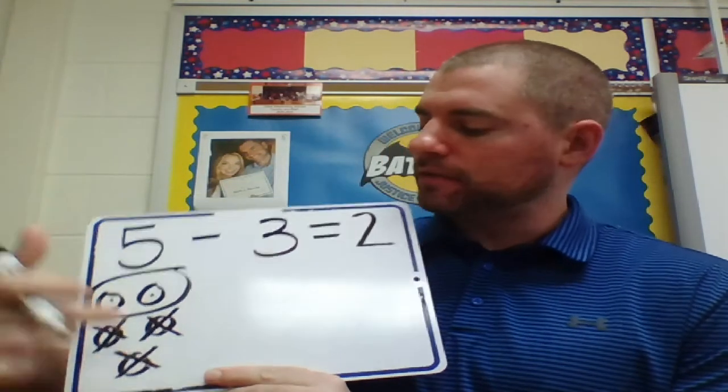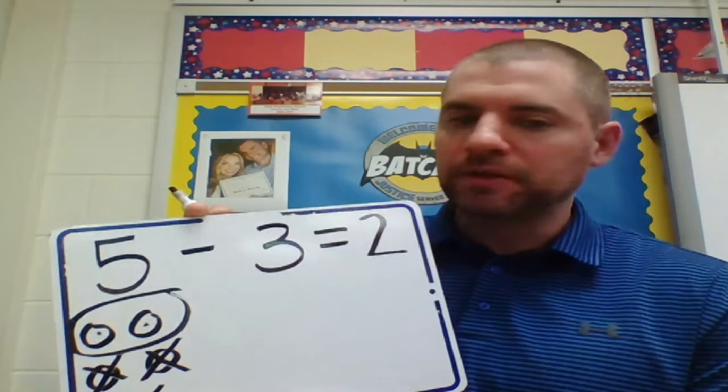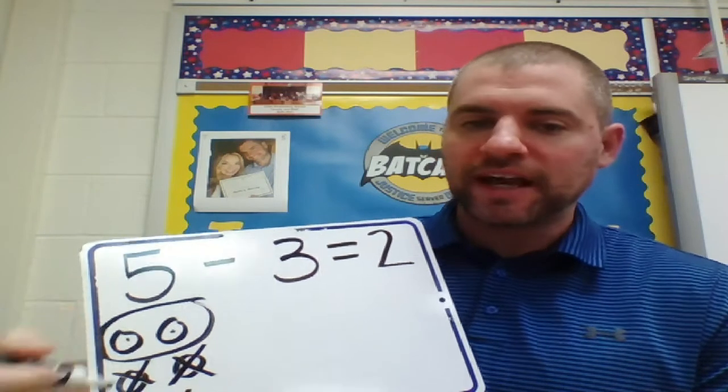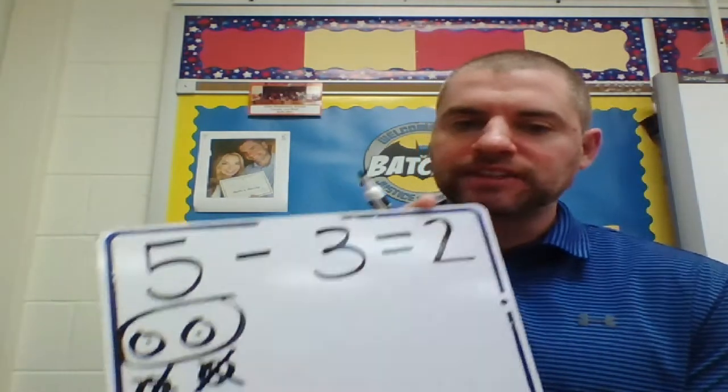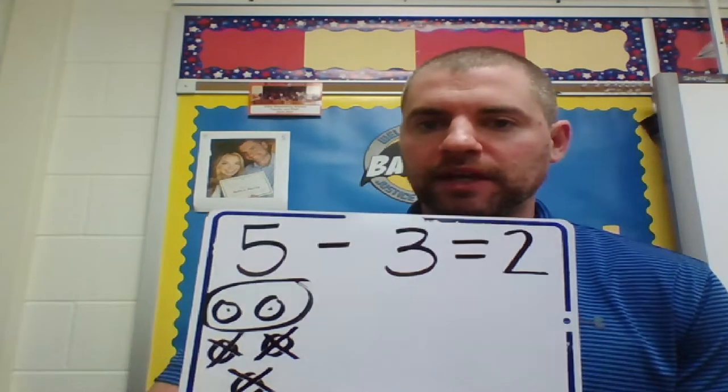I started with 5 and I drew 5 circles. My sentence tells me that I'm going to take away 3. So I cross 3 out. To get the answer, I just count what's left over, which was 1, 2. Okay, let's do another one real quick.